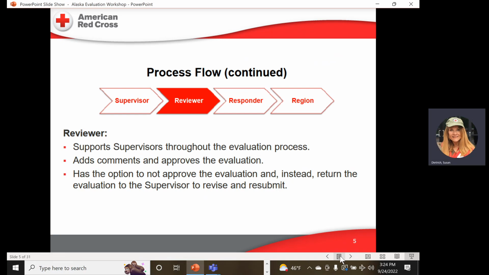So once the evaluation hits the reviewer, the reviewer supports the supervisor throughout the evaluation process. So the reviewer is going to know if there are issues with the worker before that form reaches them. The reviewer adds comments and approves the evaluation. They have the option not to approve the evaluation and return it to the supervisor to revise it and resubmit it to them.